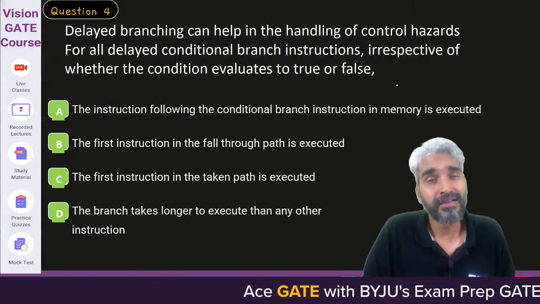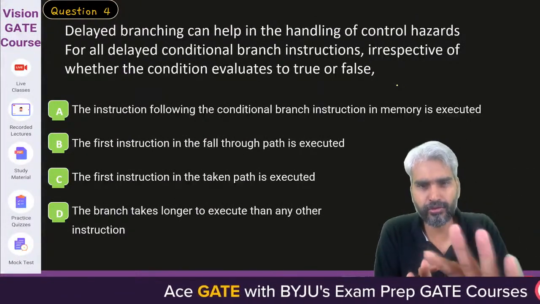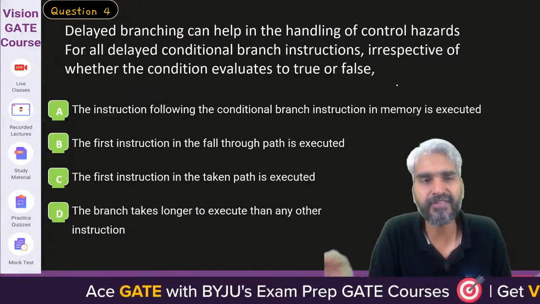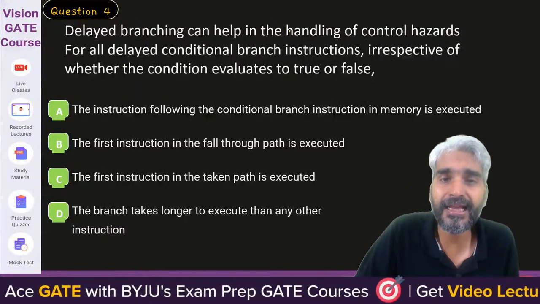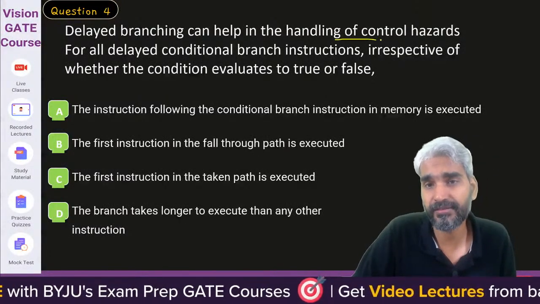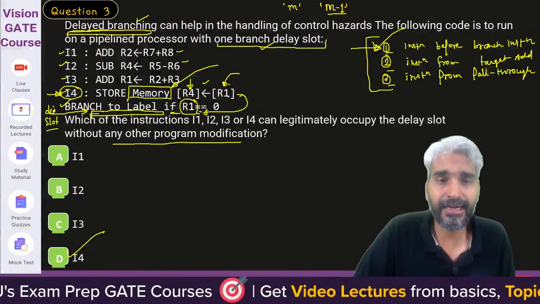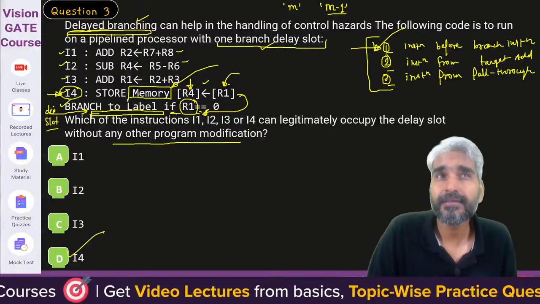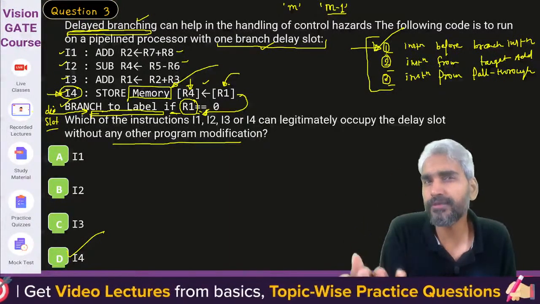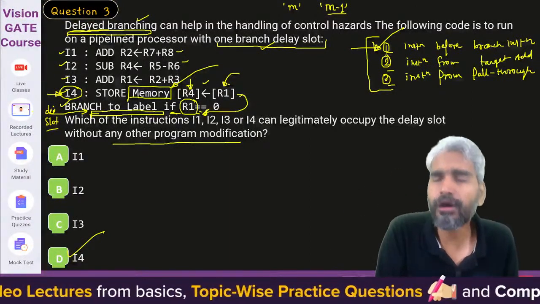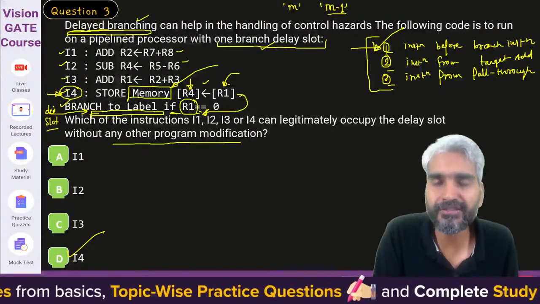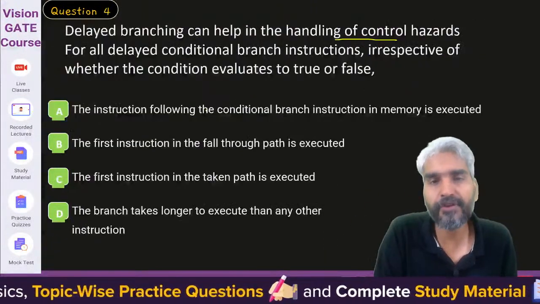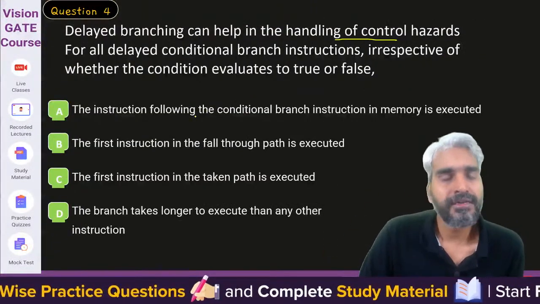Now, next one, same concept. Those two are questions of the same year, one after another. So, delayed branching can help in handling the control hazards, right? That's what we said. The stall cycles which you will observe because of the execution of a control transfer instruction may be reduced if you use the concept of delayed branching.